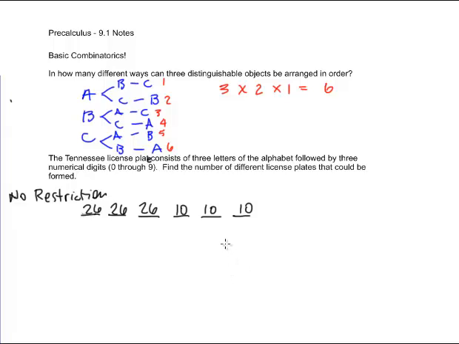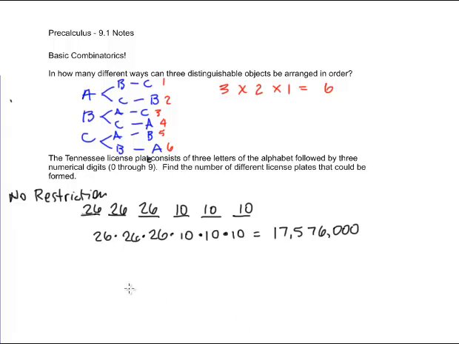And so how do I work this out? Well, just like in that very first problem, I've got 26 ways to choose the first, times 26 ways to choose the second, times 26 ways to choose the third, times 10 times 10 times 10. And so when you punch this into your calculator, in the state of Tennessee, there are 17,576,000 ways to do a license plate with no restriction. So we could have repeating numbers or letters.